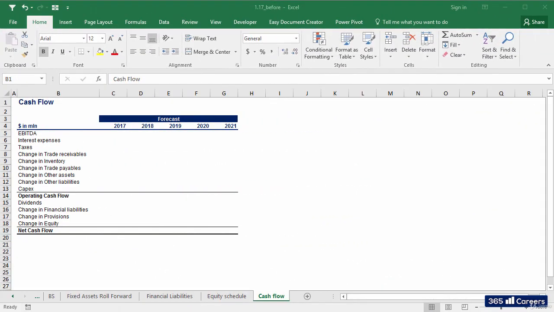Here we go. The cash flow statement has been formatted professionally. Did you do this on your own? If you did, that's excellent.